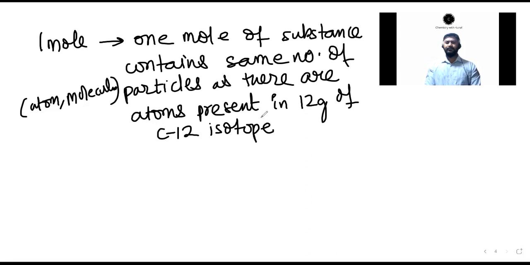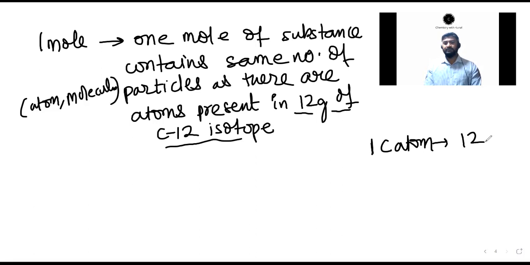That's it. Now what exactly is 12 grams of C12 isotope? See, what is the mass of one carbon atom? One carbon atom of C12 isotope is 12 u. We know, right? One carbon atom has a mass of 12 u. So what's the mass of 1 mole of carbon atoms? See, unitary method.